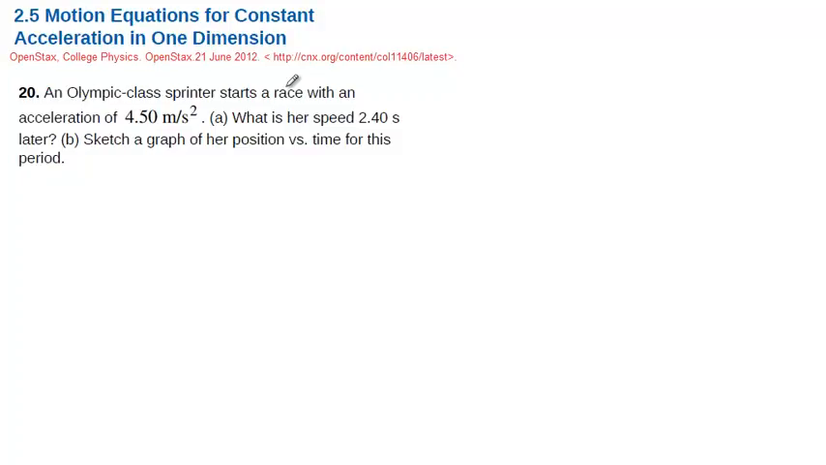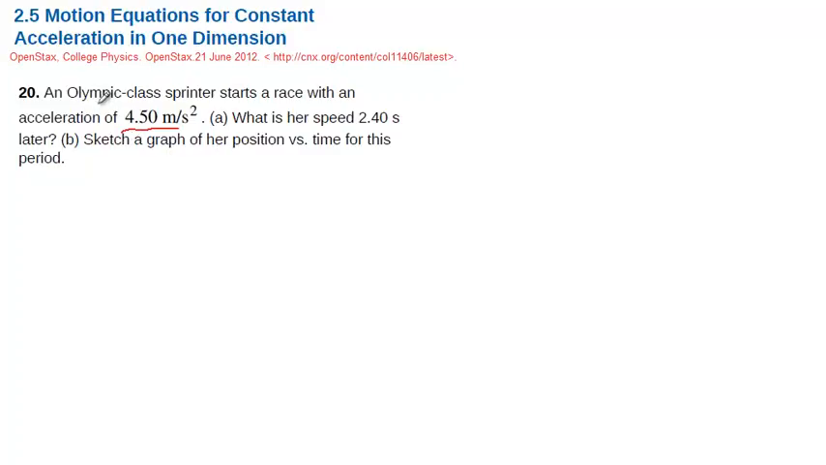Good morning. Now let's take a look at problem 20 from OpenStax College Physics under the topic motion equations for constant acceleration in one dimension. An Olympic class sprinter starts a race with an acceleration of 4.50 meters per second squared. What is her speed 2.40 seconds later? Sketch the graph of her position versus time for this period.